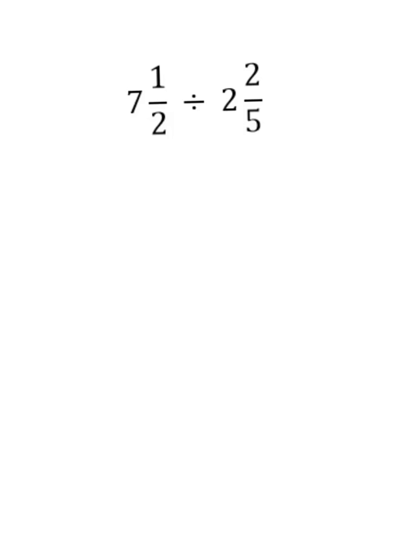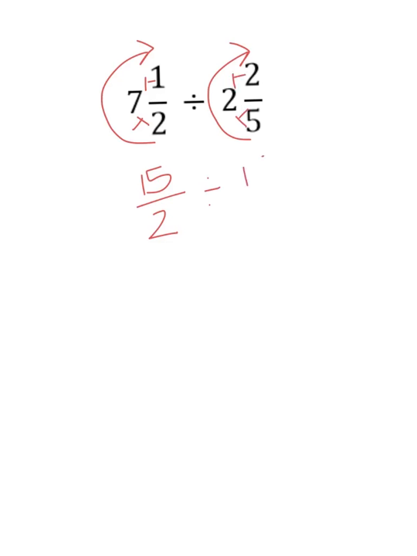So again, first thing I want to do with this division problem is make them both into improper fractions. So I'm going to go around here. 7 times 2 is 14 plus 1 gives me 15 halves divided by, same for this number, 2 times 5 is 10 plus 2 is 12 fifths.